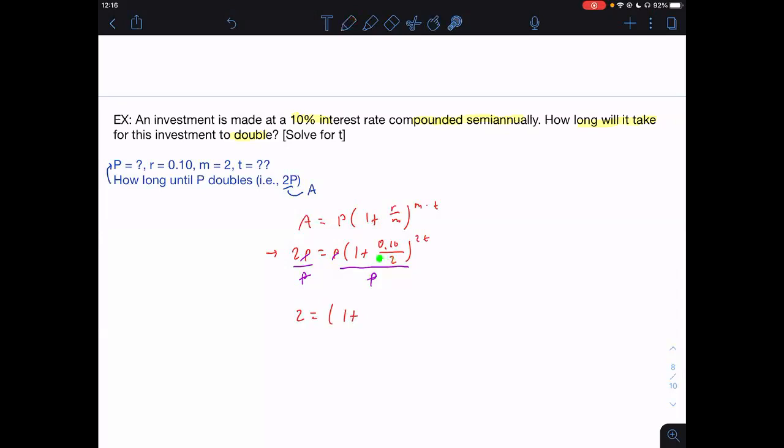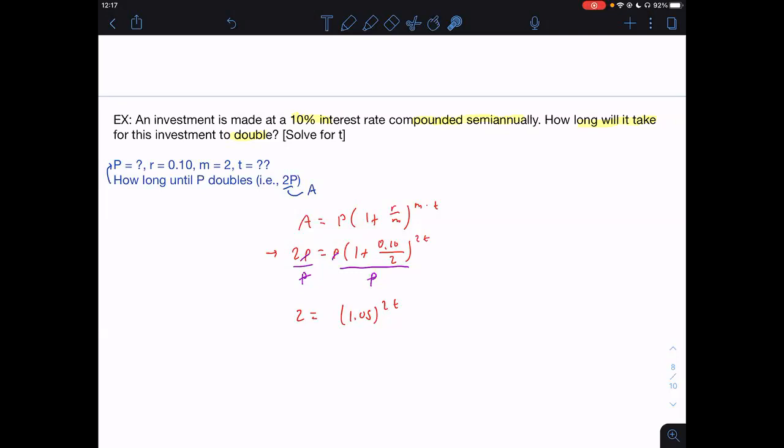All right, 1 plus 0.10 over 2. Let's actually do it all at once. So 1 plus 0.10 divided by 2, half of 0.10 is 0.05. 1 plus 0.05 gives us 1.05, raised to the 2T. Let me make some space here because we're going to do something else. So 2 equals 1.05 raised to the 2T. Okay, so notice that the P value didn't actually matter because it just winds up canceling out in this equation.